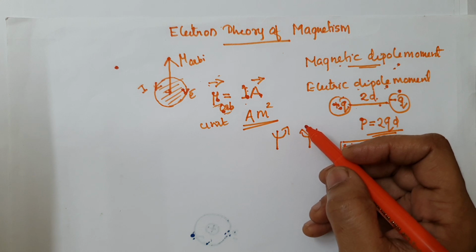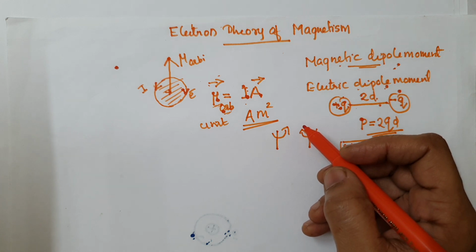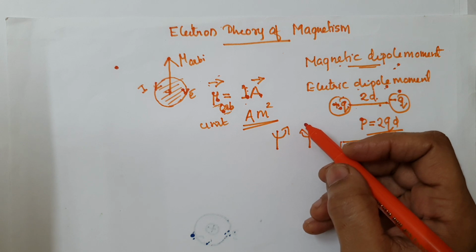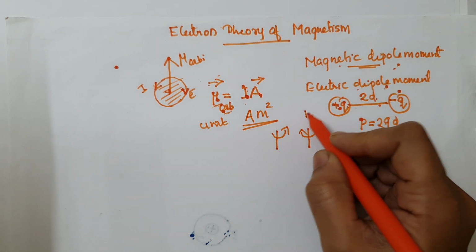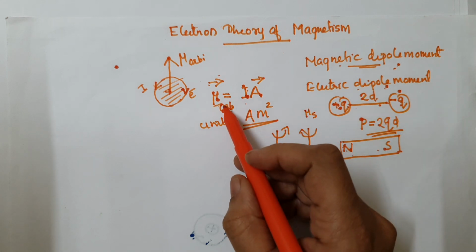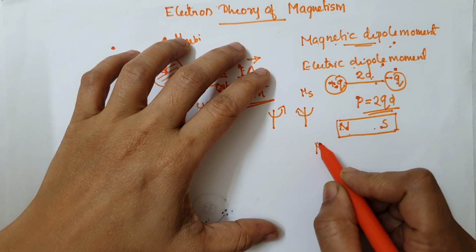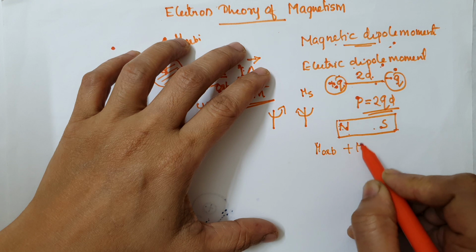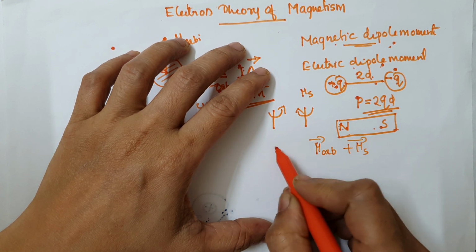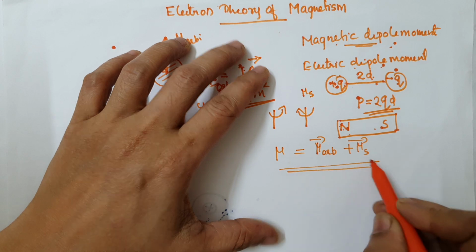The spinning of the electron also produces a magnetic moment, because like orbital motion, spinning also produces a magnetic moment. Hence, in the case of an atom, the total magnetic moment is the vector sum of the orbital moment and the spin moment. If you represent the spin moment as mu s and the orbital moment as mu orbital, then the total moment mu of the atom will be mu orbital plus mu s.